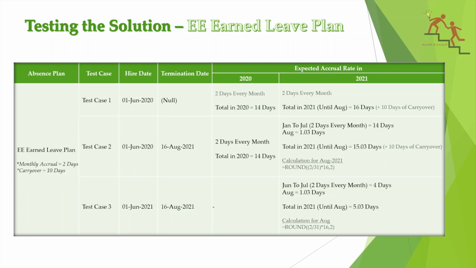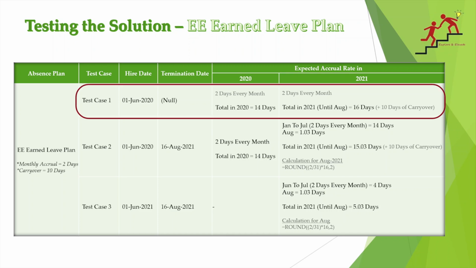This table has test scenarios for the EE earned leave plan, for which the accrual credit is going to happen at the end of every calendar month. In the first test case, the employee is hired as of 1st of June 2020. So the expected prorated accrual in 2020 would be 14 days, that is for 7 months. In 2021, it should be 16 days of accrual from Jan 2021 until August 2021, along with 10 days of carryover from the year 2020.